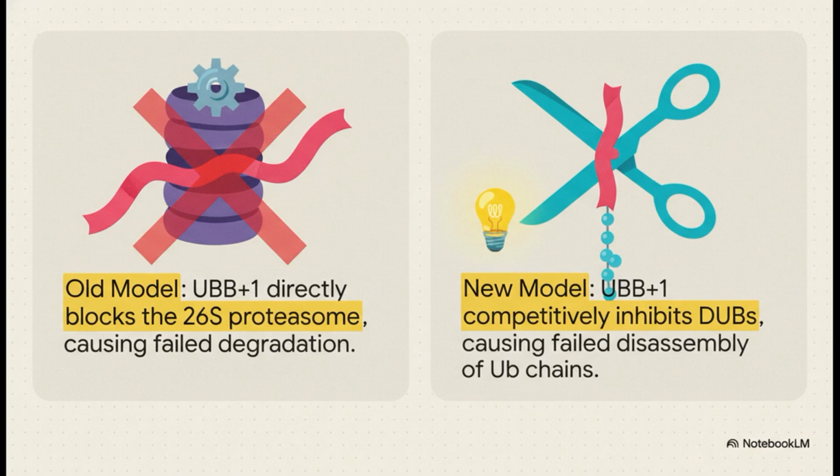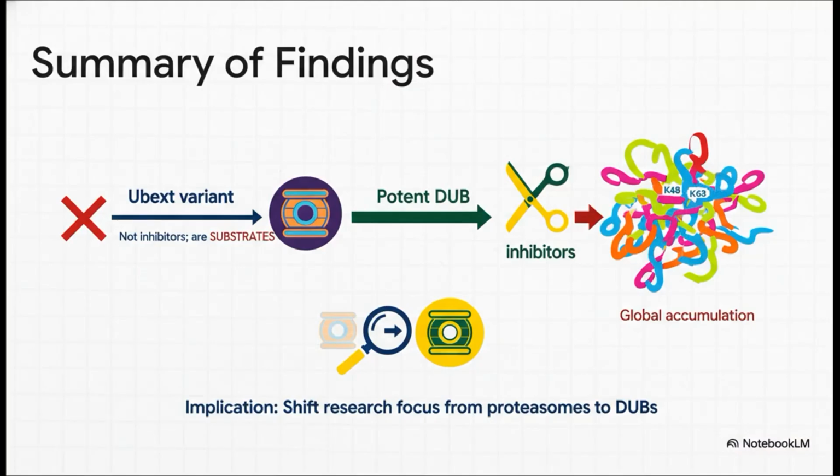It's a crucial distinction. So, in summary, the technical findings are clear. Ubex variants are substrates of the 20S proteasome, not inhibitors. Their toxicity comes from their function as potent protein-based DUB inhibitors, which causes a global disruption of the ubiquitin landscape. The major implication here is that future research into these neurodegenerative pathologies has to shift its focus. The primary pathological target appears not to be the proteasome, but the de-ubiquitinating enzymes that regulate the entire system. This work effectively redefines a major area of study in the field.